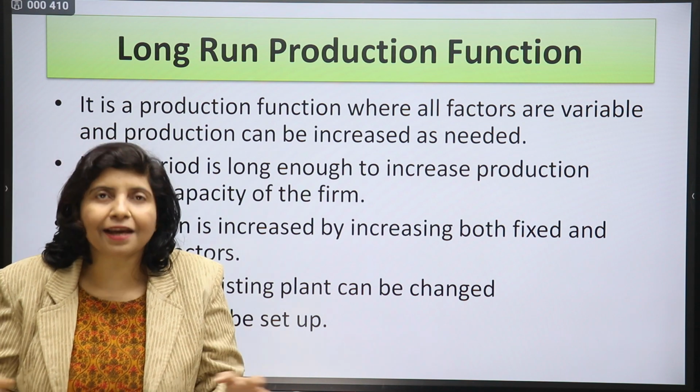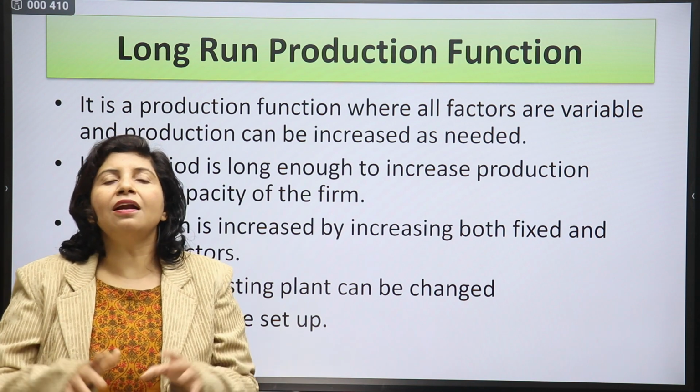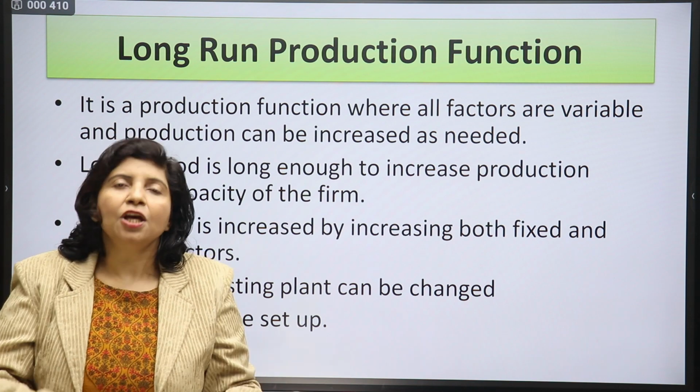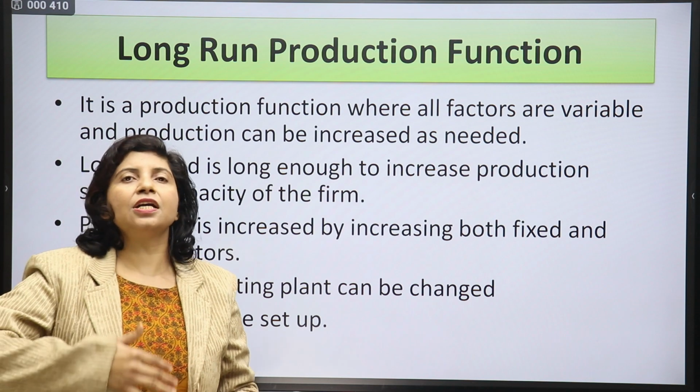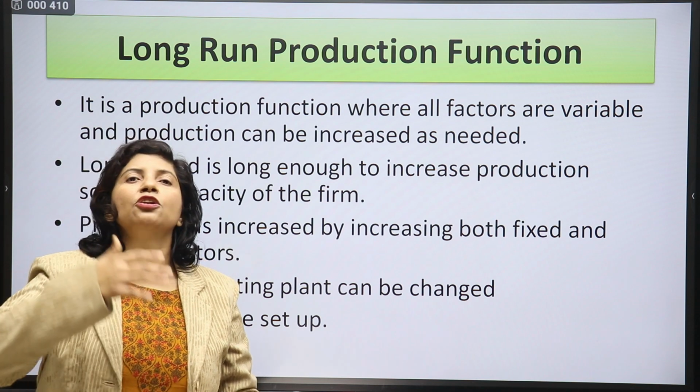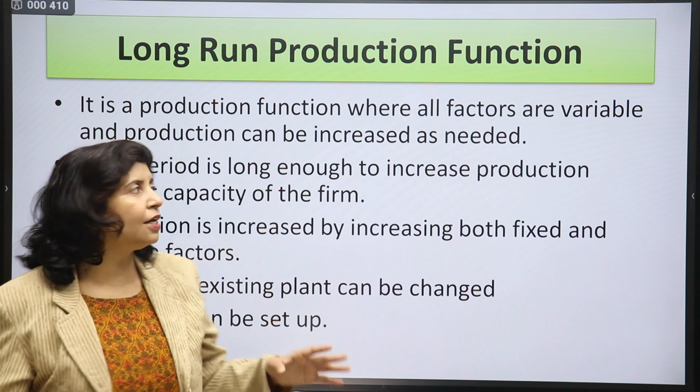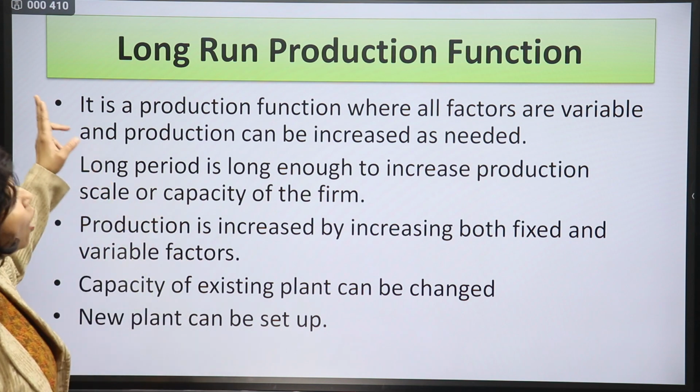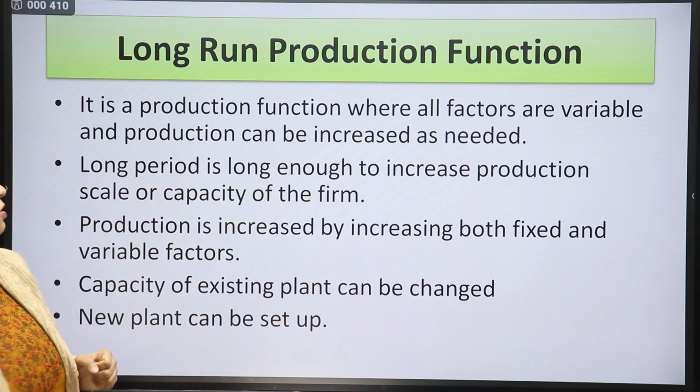So in the long run all factors become what? They become variable. They can be changed. That's why it is called all factors become variable. You can change machines, you can change your building, you can rent new buildings, you can build new buildings. So that's why it is known as all the factors become variable in the long run.